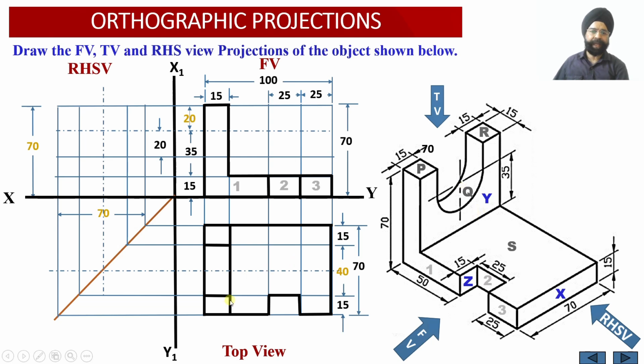Now these are my surfaces, that is surface P over here. This is my surface Q. I told you that surface Q will be appearing like a rectangle in the top view. So this is the apparent shape of the surface Q, whereas surface P, surface R and surface S, all these three surfaces, they happen to be true shapes in the top view.